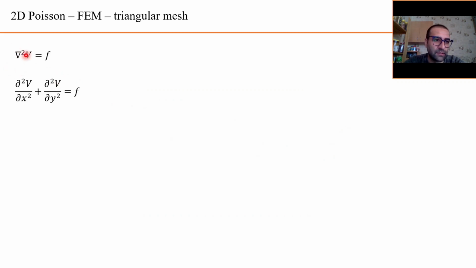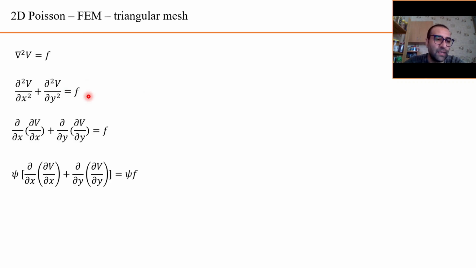We know that the Laplacian in two dimensions is like the following, and I can rewrite this equation like this. Here we assume that the function f on the right hand side is a constant value. If this equation holds, I think we can easily conclude that by multiplying both sides of this equation with a general function psi, the relation should also hold.